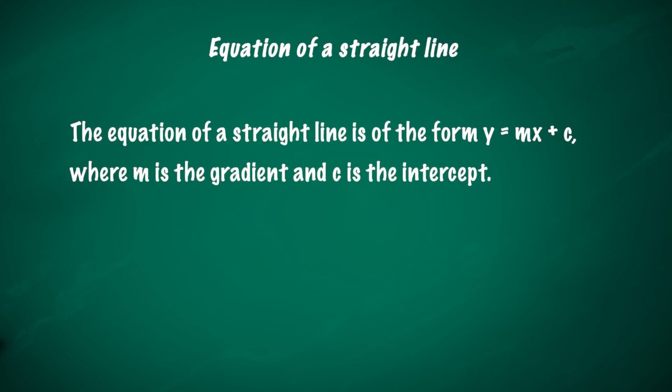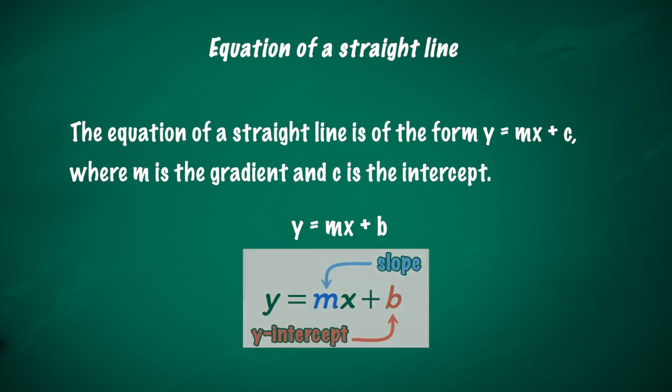Recall that the general form of writing an equation of a straight line is y equals mx plus b or y equals mx plus c, where the m represents the slope or the gradient and the b or c represents the y-intercept. So we're going to go straight into working a few examples, and you could see how we could actually get the equation of a line without actually having a visual representation of the graph.